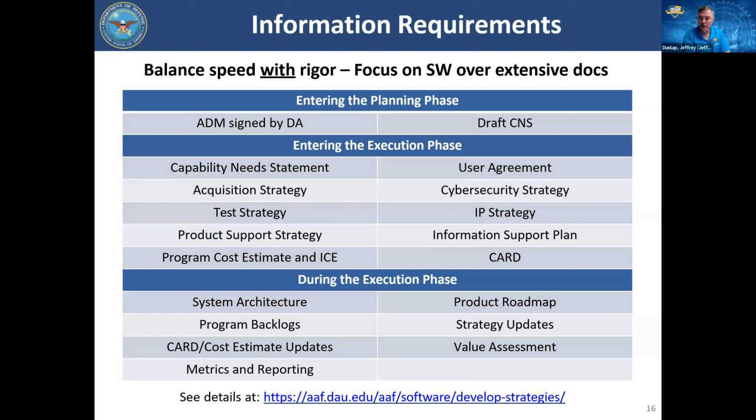The first thing I need in order to do the software pathway is an acquisition decision memorandum signed by the decision authority. It's a pretty lightweight document that basically says there's a need from the user that has come down, and I have a draft capability need statement in my hand. We'll go through all this. So the user community, working through the sponsor, funding-wise and all this other stuff, basically says I need something, and all they have to do is give me a draft capability need statement, and we'll talk about what it is. That's all I need to start the planning phase.